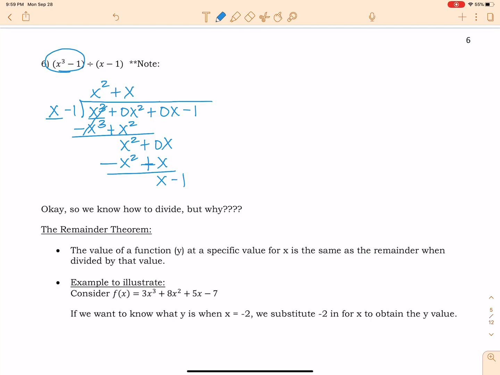X times what gives me x? That would be 1. 1 times x is x. 1 times negative 1 is negative 1. My signs change. Those add to 0. That means I don't have a remainder. And there you go. Just like that. That's how you do long division of a polynomial.